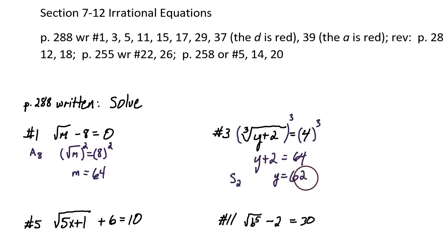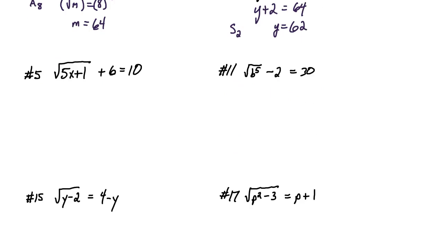Now we want to check this, make sure it works. So if y was 62, we would have 62 plus 2, which is 64, and the cube root of 64 is the answer 4. Number 5. First thing, let's subtract the 6 in order to isolate the radical expression. Now the radical is alone on the left side.